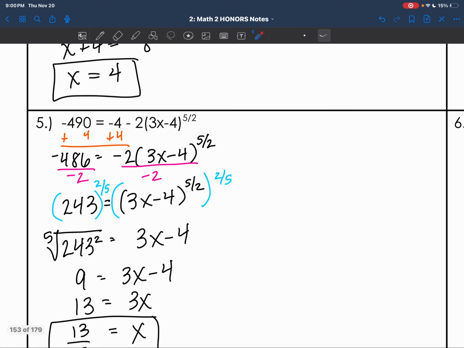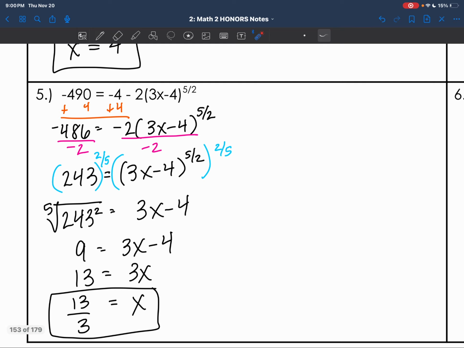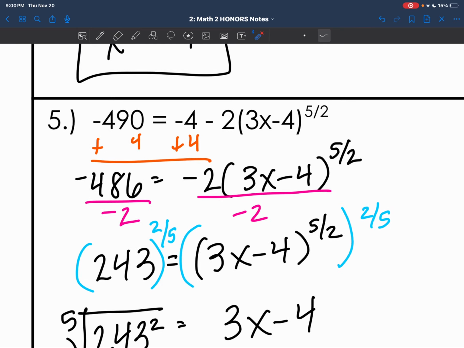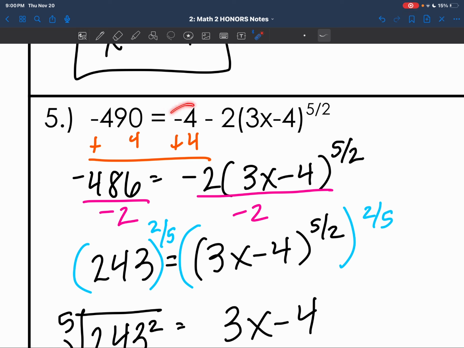Now this one looks pretty long and complicated, but it's just the basic steps that you've always been doing when you're solving equations. So first, the goal is we want to get this part isolated, so we need to move everything else to the other side. We're going to move the negative 4 over here by adding 4.